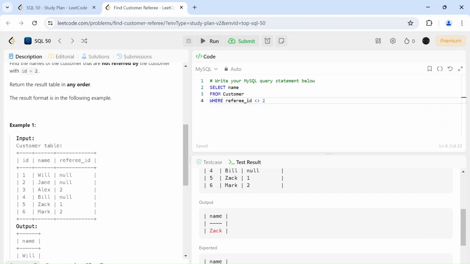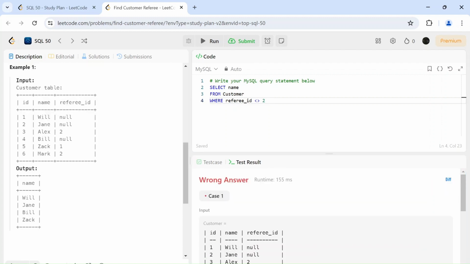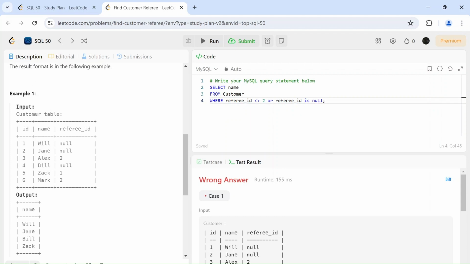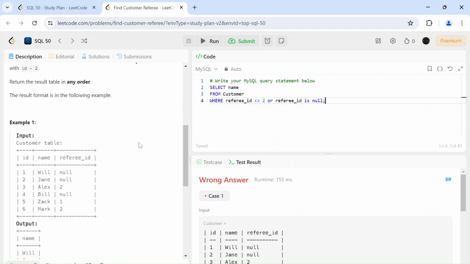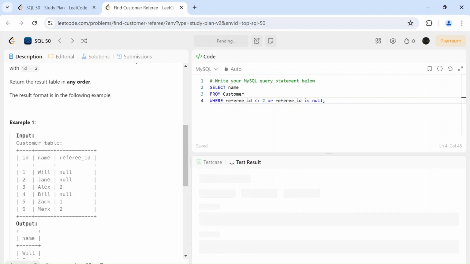The solution for this is we have to deal with this in our query itself. We can deal with this situation by just adding or referee ID is null. In this way we are including all the rows where referee ID is null, by which we know that customer was referred by no one, obviously not referred by customer ID 2, and then we are dealing with the values with referee ID not equals to 2 with this condition. So if I just run this, it will work.